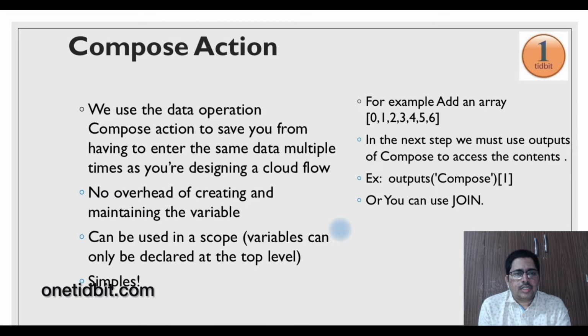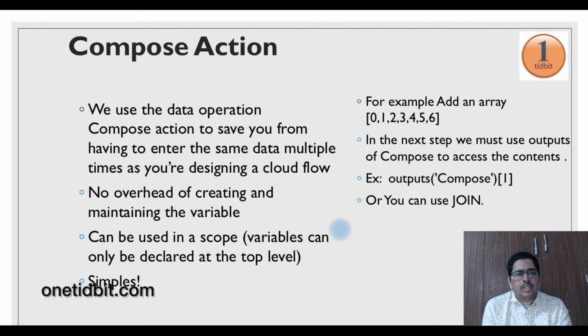So the compose action. If you know how to use variables, this compose action is similar to that. But what is the difference between variables and the compose action? Variables we can declare only at the top, right after the trigger. If you want to declare a variable in the middle of the flow, say inside a condition control, it will show an error. But the compose action will hold all the values just like variables, and we can always call this compose action wherever you want in the flow.